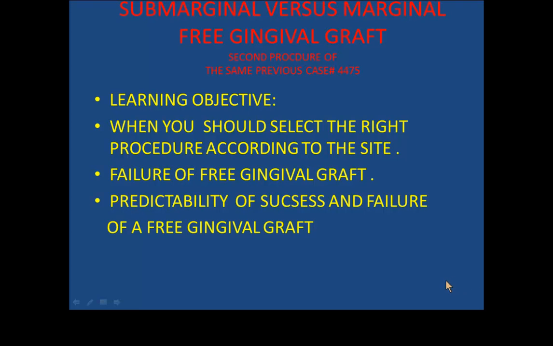Submarginal versus marginal free gingival graft. This is the second procedure of the same patient, which is the previous case, code number 4475.